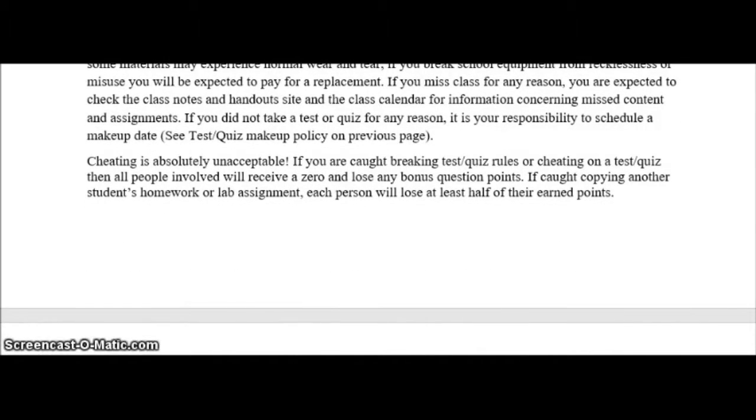Cheating is absolutely unacceptable. If you are caught breaking test or quiz rules or cheating on a test or a quiz, then all the people involved will receive a 0 and lose any bonus question points. If caught copying another student's homework or lab assignment, each person will lose at least half of their earned points.